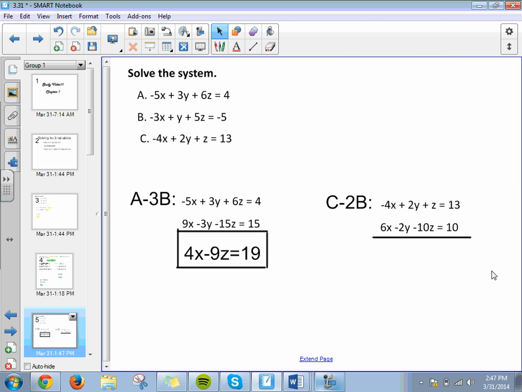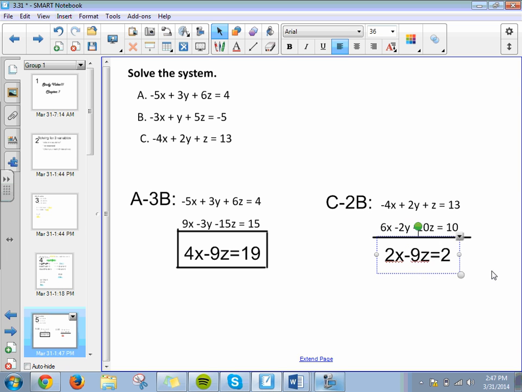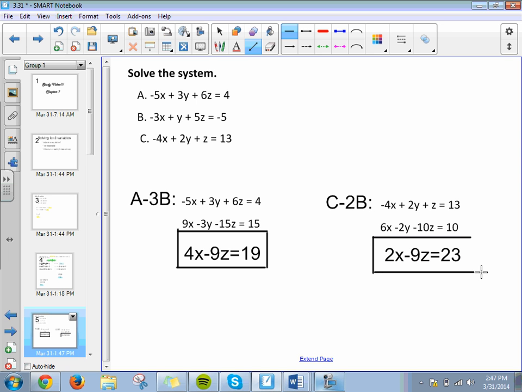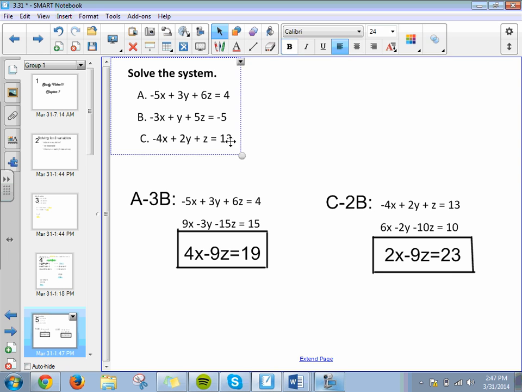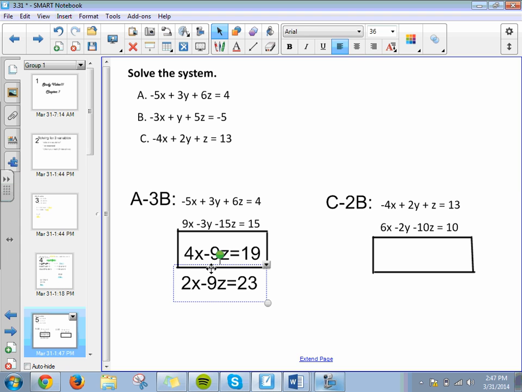Underneath, we'll be left with 2x. Y's will go away. Minus 9z equals 23. My new equation, so I'm going to take the opportunity to box it up. Alright, so we just went from 3 equations with 3 variables. These guys up here are originals. Now we've got 2 equations with 2 variables. So I'm going to line those guys up.